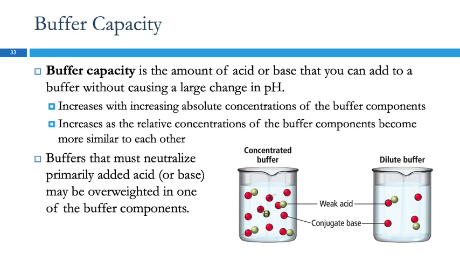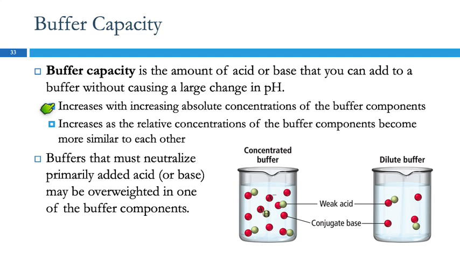So we talked about things that affect the buffer capacity or the effectiveness of a buffer. So what do we mean by buffer capacity? It's the amount of acid or base that you can add without causing a large change in pH. And of course, what is a large change? Well, this is a very qualitative word.